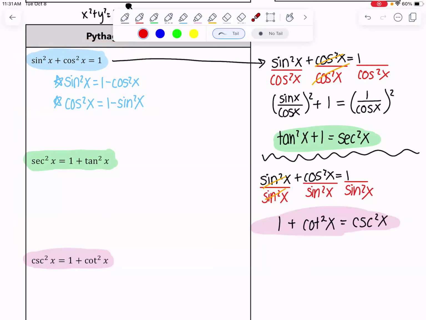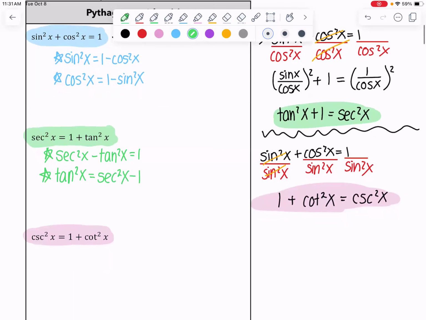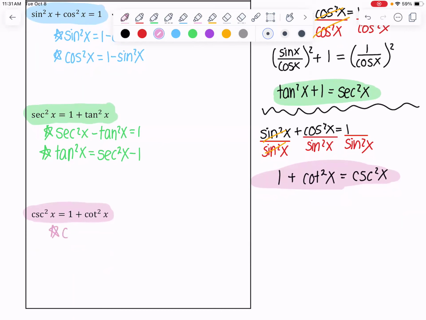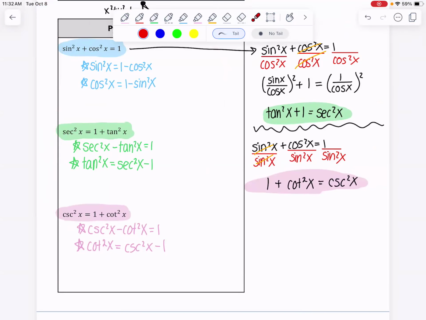Because there's 3 terms, right? 1, 2, 3, you can solve for each of the terms. This first one is solved for 1, the next one is solved for sine squared, the next one is solved for cosine squared. You can do that same thing for this secant squared equals 1 plus tangent squared. You can solve for 1, so you could do secant squared x minus tangent squared x equals 1. And then you could solve for tangent squared by subtracting 1 on both sides. So tangent squared x is equal to secant squared x minus 1. Finally, for this last one, we could subtract cotan squared on both sides and get cosecant squared x minus cotangent squared x is equal to 1. And we could also subtract 1 on both sides to get cotan squared x is equal to cosecant squared x minus 1. So those are the 9 different ways that you can write the Pythagorean identities.